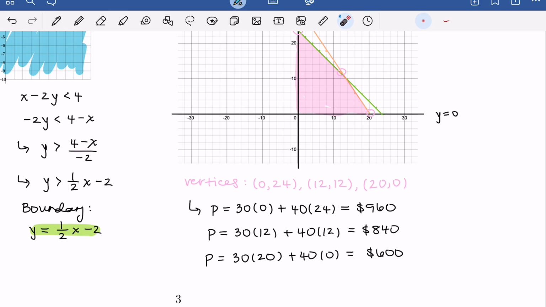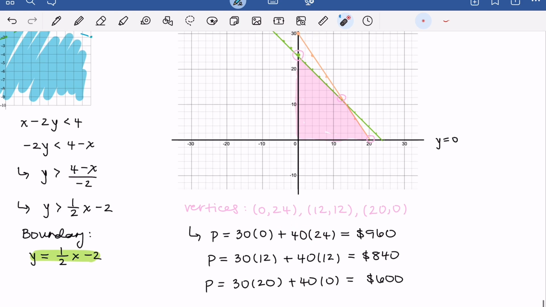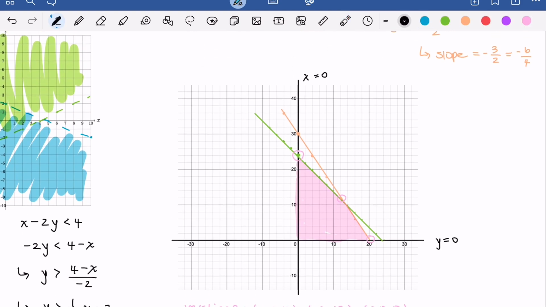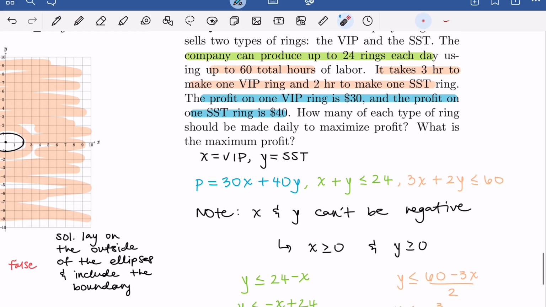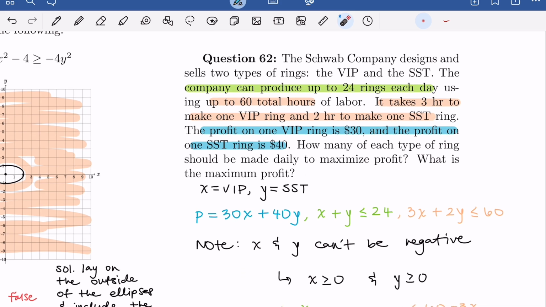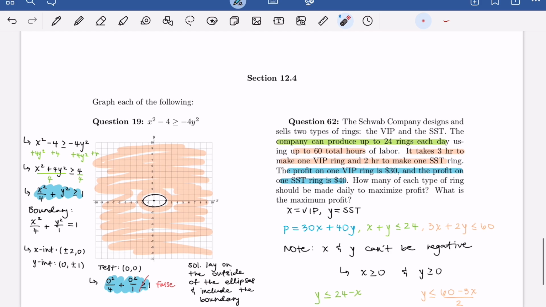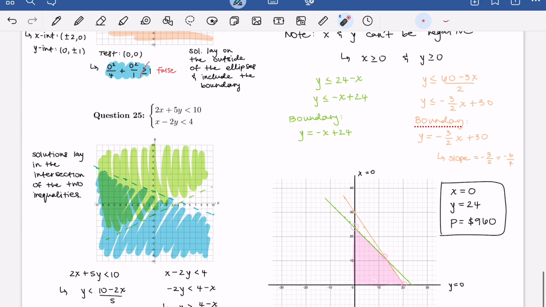So clearly, we're going to maximize our profit if we make 0 of the VIP rings and 24 of the SST rings. So let's write that on the side here. When x is 0 and y is 24, we're going to maximize profit at $960. So this is the most amount of money that we can make given these constraints here that we translated into these inequalities. All right, so that'll be it for this video.